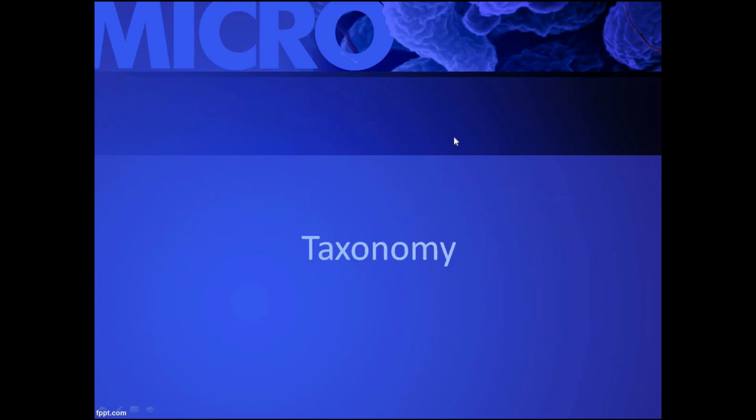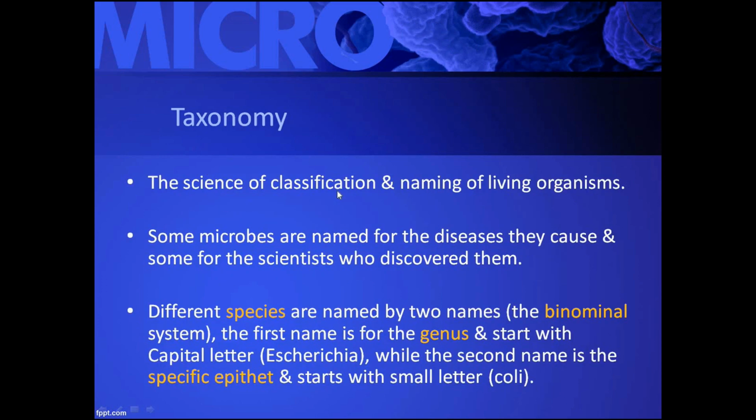Moving on to taxonomy. The taxonomy is the science of classification and naming of living organisms. Some microbes are named for the diseases they cause, and some are named for the scientists who discovered them. Different species are named by two names. This is the binomial system.